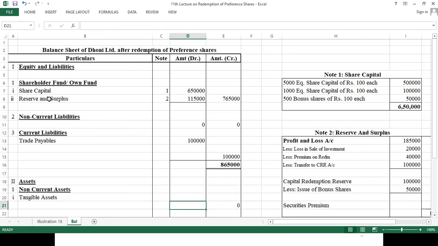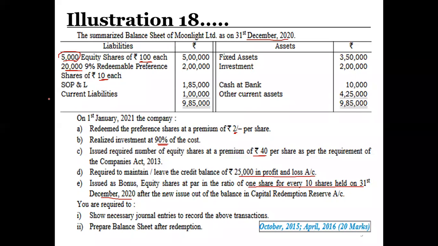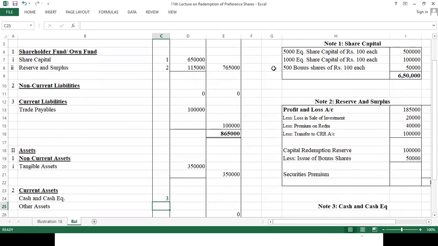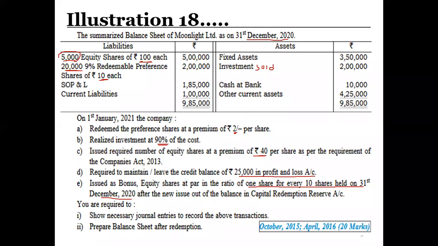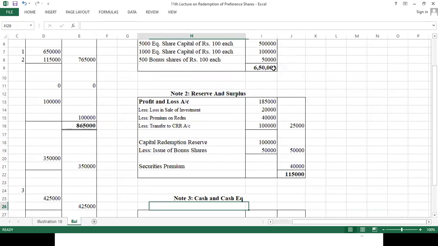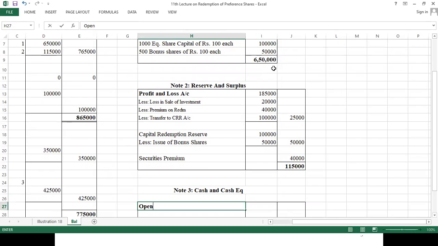Now coming to the asset side, let's see on the asset side. We have fixed asset investment we have already sold. Okay, हमने बेच दिया, sold, so this is not going to come. Only we are going to write fixed asset 3,50,000. Okay. Now coming to current assets. Under current assets, we have cash at bank and other current assets. So in other current assets, we have 4,25,000.